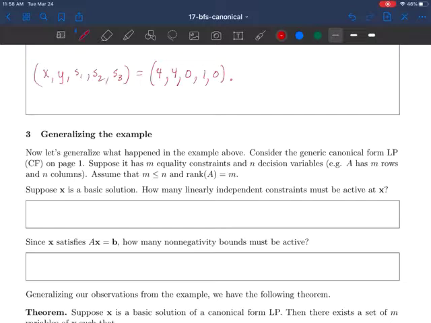Let's just generalize what just happened. Consider the generic canonical form. If it has m equality constraints and n decision variables, and we're going to assume that A has full row rank and m is less than or equal to n. If x is a basic solution, how many linearly independent constraints must be active at x? Well, there must be n. Right, that's just from the definition.